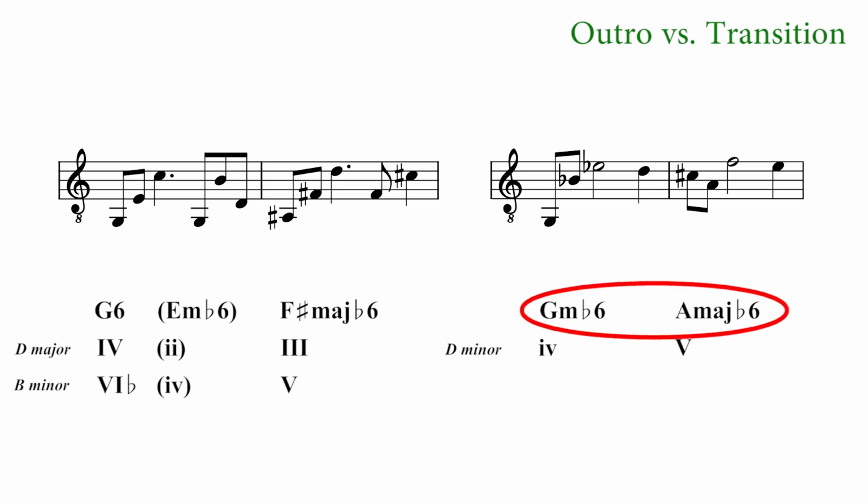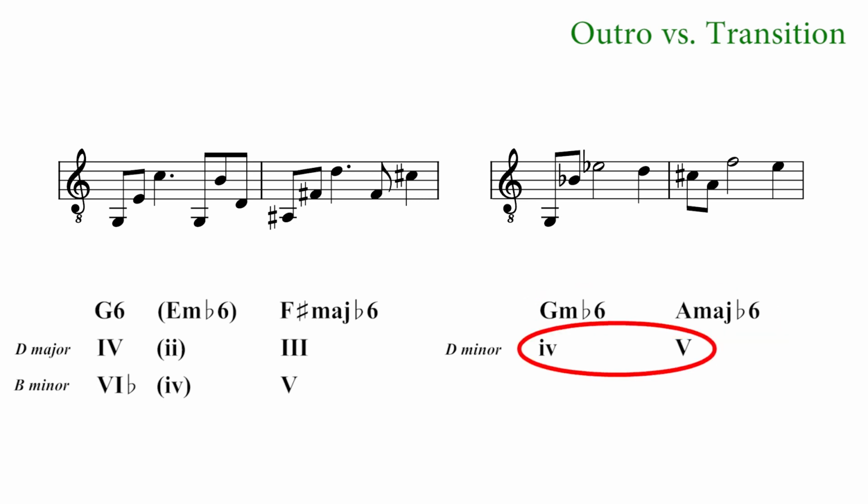Before, I had stated that the G minor flat 6 and A major flat 6 were the 4 minor and 5 major in the key of D minor. It's true that this is a common harmonic trope, but if the F natural is only a chromatic approach note, it opens up the possibility that these chords serve as the 4 minor and 5 major of D major, with the 4 minor being a common borrowing from the parallel minor.